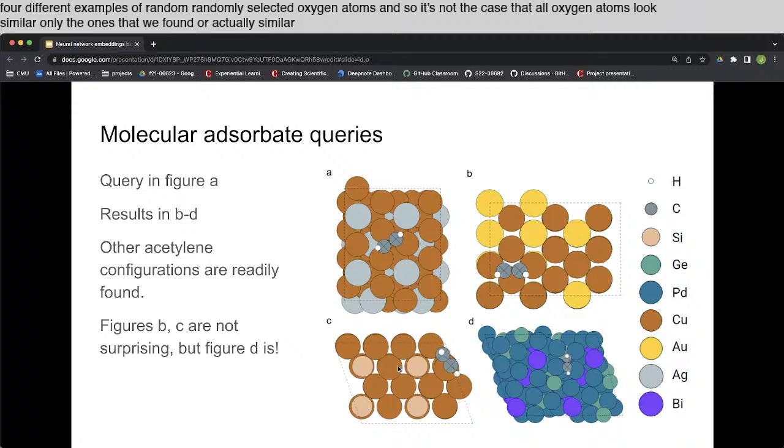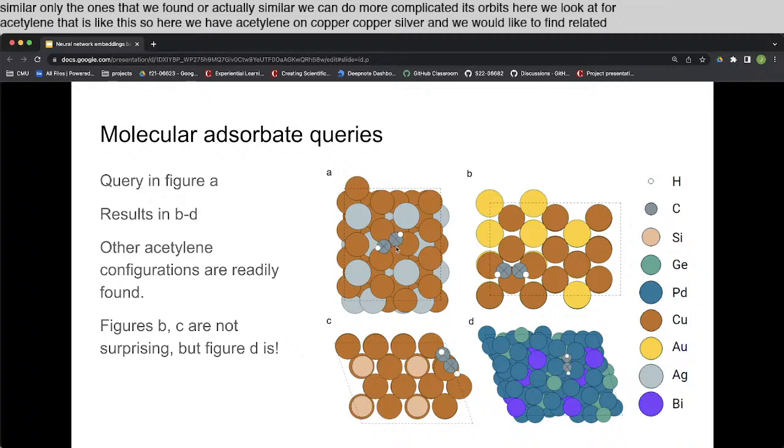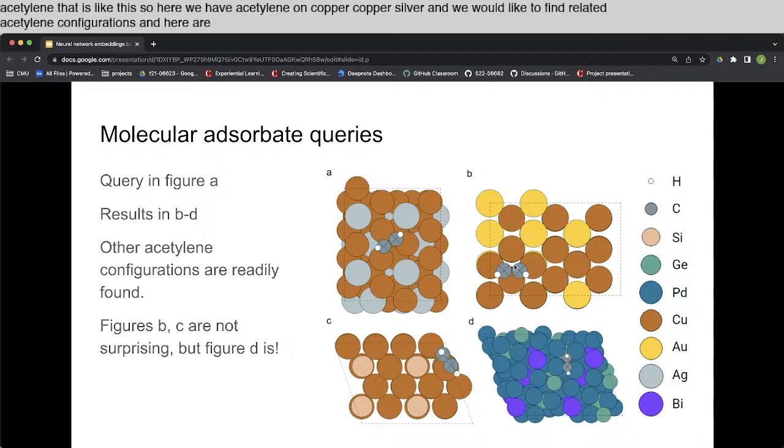We can do more complicated adsorbates. Here we look for acetylene that is like this. So here we have acetylene on copper silver, and we would like to find related acetylene configurations, and here are a few that are shown. Not surprising, there's 2 that contain copper, but this one is kind of surprising. There's a germanium, palladium, bismuth alloy that has some similar embedding.